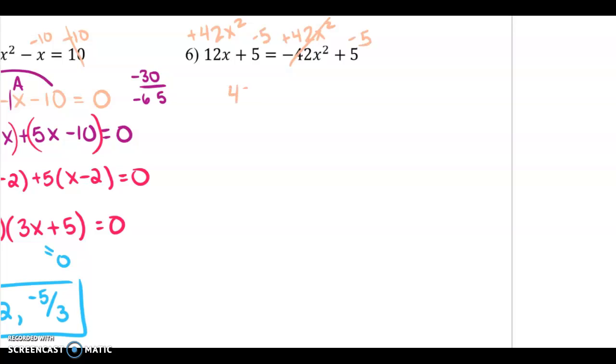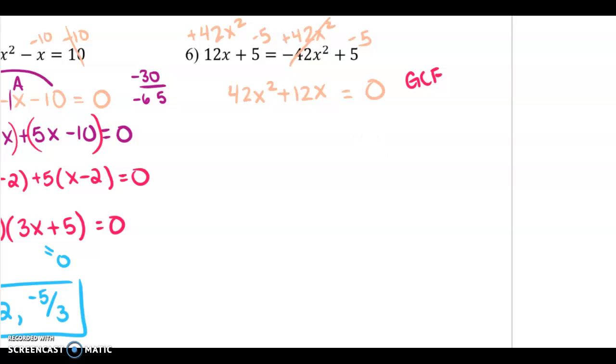So that's going to give me 42x squared plus 12x, and then the 5's actually cancel each other out, so I don't have a constant term. So the first step in factoring, I know it looks like a binomial, and I know it looks like you might want to do difference of 2 squares, but the first step of factoring is a GCF. So I'm going to take out a GCF here.